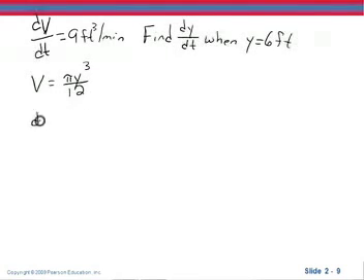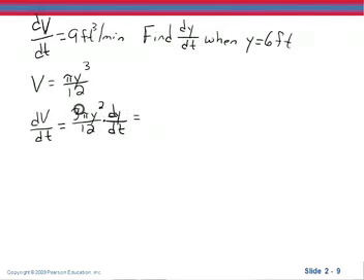Now what we need to do here is differentiate, so the derivative of the volume with respect to time, and we bring down our 3 and subtract 1 from our exponent, and we'll also have dy dt, the derivative of y with respect to t. Now we can simplify this. Since I have a 3 on top and a 12 on bottom, that will give me pi y squared over 4 times dy dt.